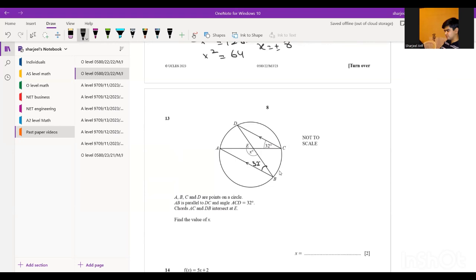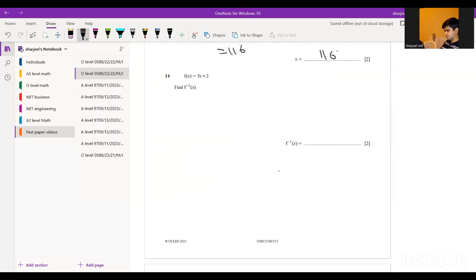identity to find the value of angle ABE, that is 32. The length is the same, so these two should be equal to 32. So x will be equal to 180 minus 32 minus 32. That would be equal to 116. That is our answer. For question number 14, we have f(x) equal to 5x plus 2.